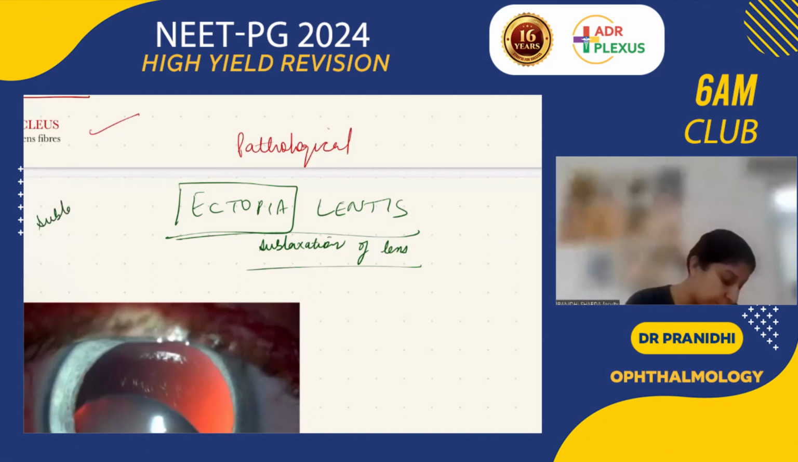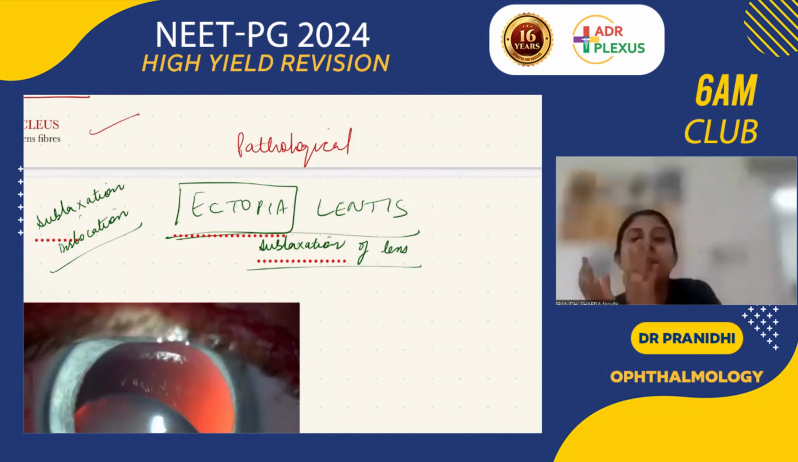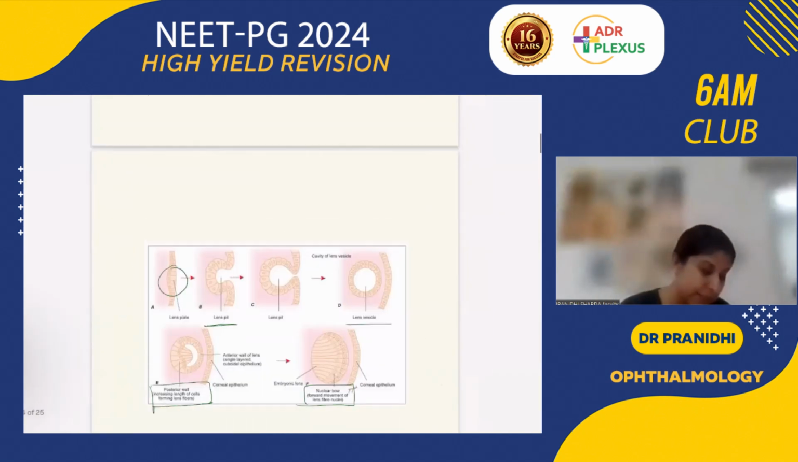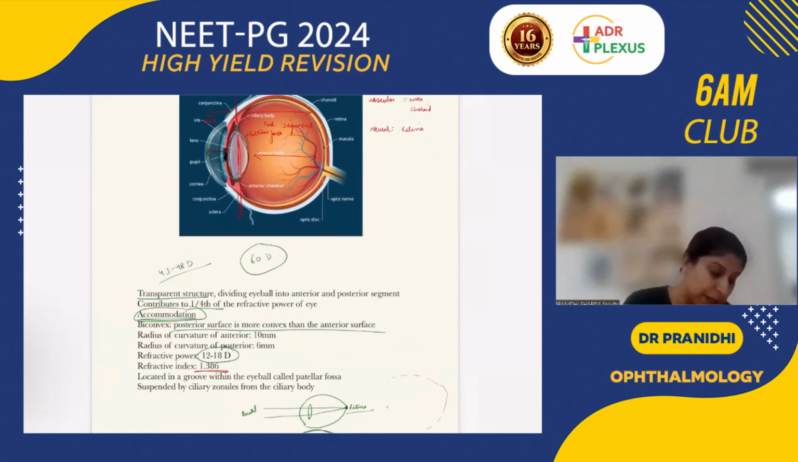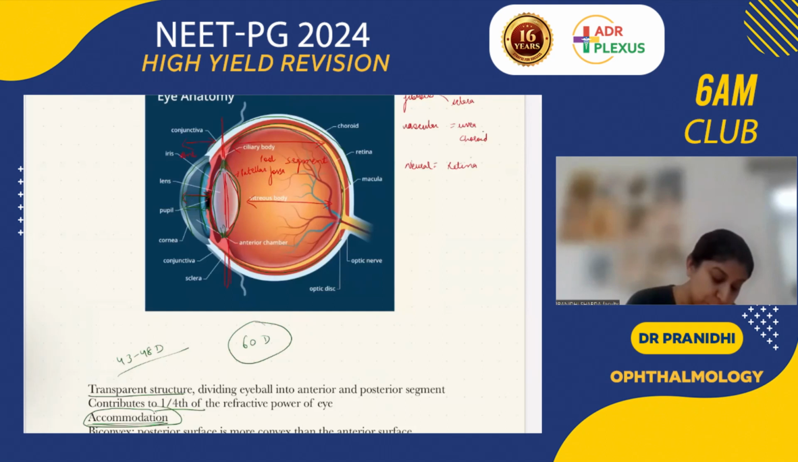Here you have to remember 2 points. What is subluxation and what is dislocation? Subluxation is whenever the lens moves from its normal position, but it is still contained in the patellar fossa. We discussed that the lens is present in a cavity in the patellar fossa, suspended by the ciliary zonule. Whenever it subluxates to a point but is present in this plane only, this is known by the name of subluxation, that is partial dislocation.